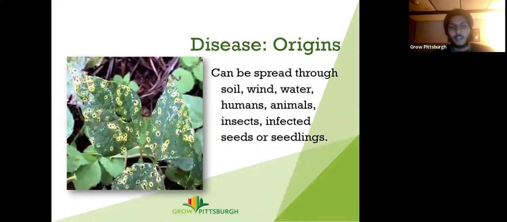So in this picture on the left right here, that is a picture of something called bean rust. And so I talked a little bit about it with nematodes, but many diseases can be spread through the soil, the wind, the water, from humans and animals, insects, and infected seeds or seedlings. And so diseases have a lot of different vectors to get around. Certain soil-borne diseases can persist in the soil for several years or a decade or more.